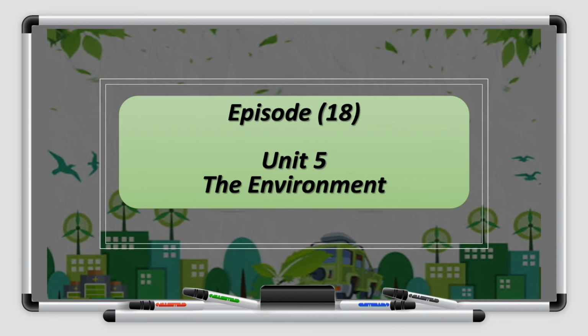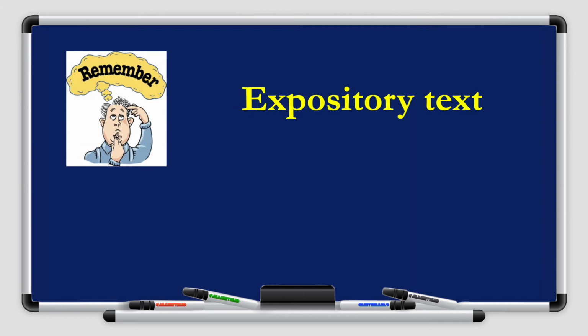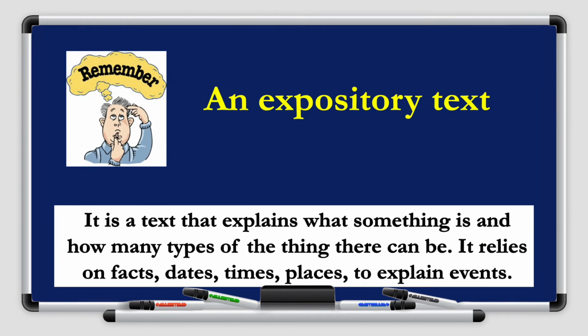In this lesson, we are going to tackle and cover the reading comprehension related to Unit 5 under the title of the environment. First of all, let's look at the text itself. This text is an expository text. What is meant by the word expository? An expository text is a text that explains what something is and how many types of the thing there can be. It relies on facts, dates, times, places to explain events.